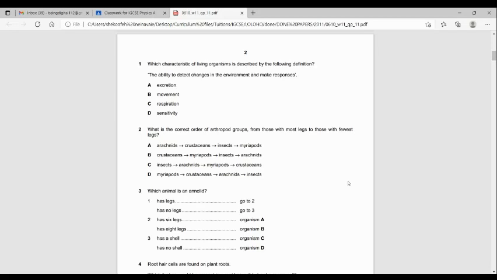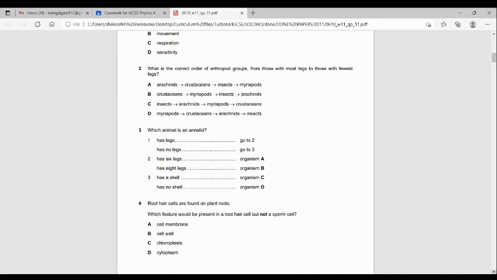So we detect danger, any source of danger around us, and based on that we make a proper response, either to fight or to run away, or to do something else, like when you see delicious food, your saliva will be secreted. So it's another kind of response. So the answer is D.